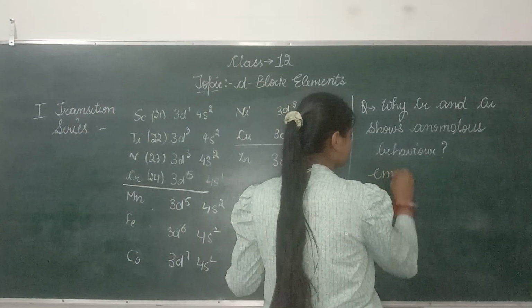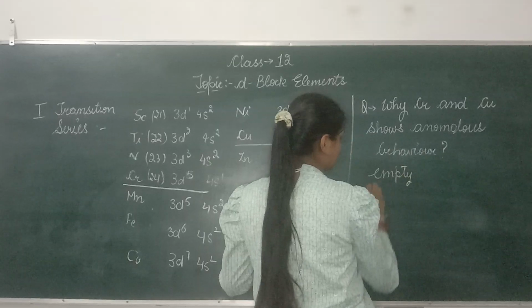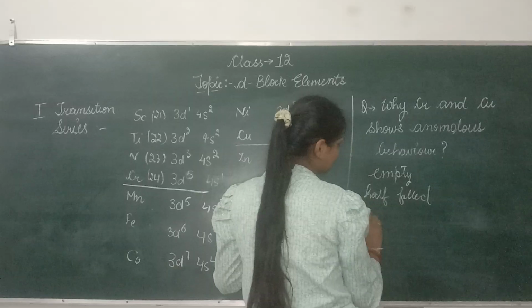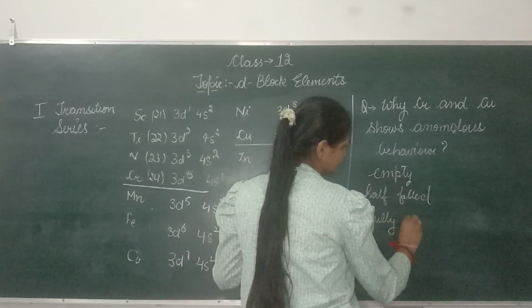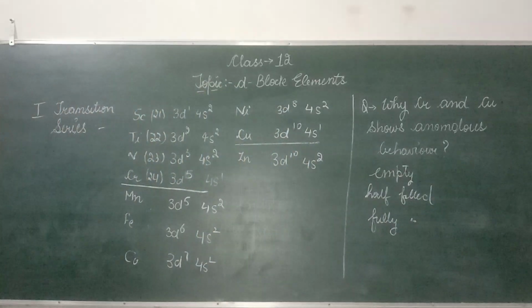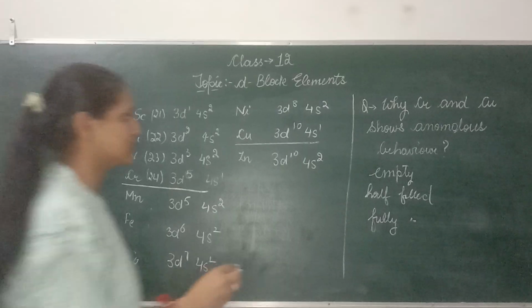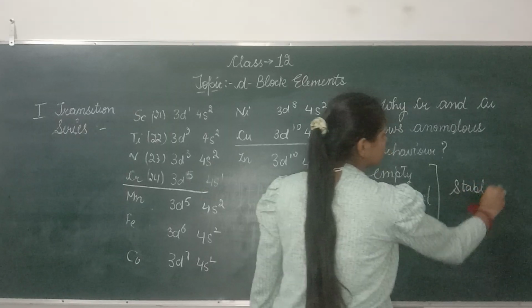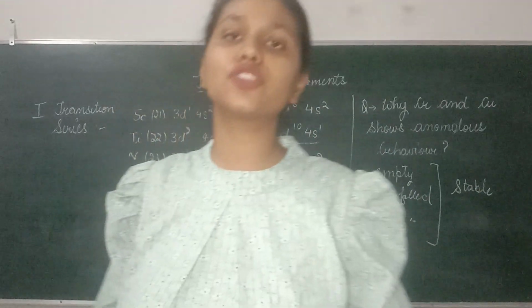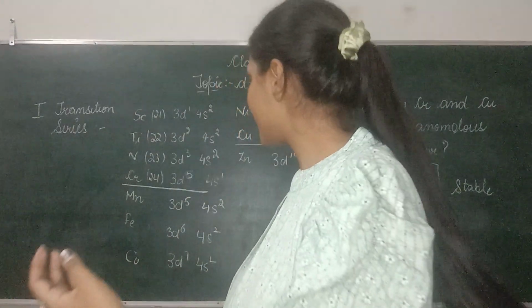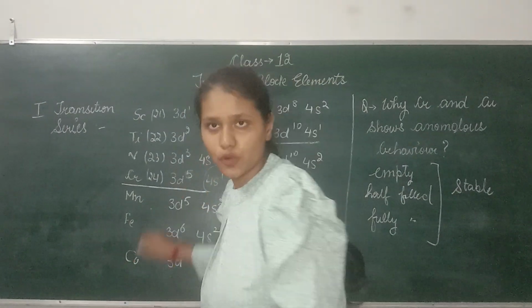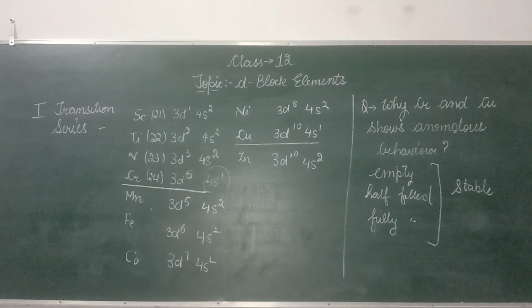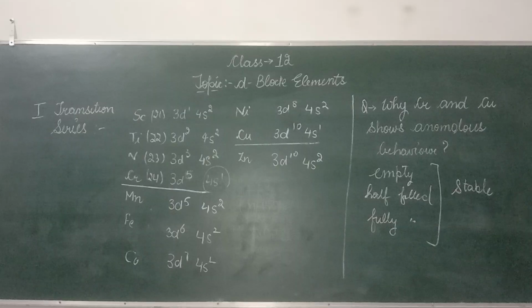Empty, half-filled and fully filled subshells are said to be the most stable. So the element wants to be stable. Therefore, it occupies one electron from its corresponding subshell, which leads to more stability. So that's why they both show anomalous behavior.